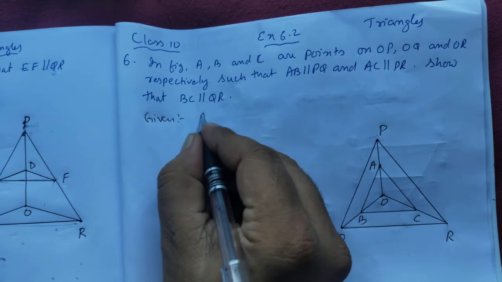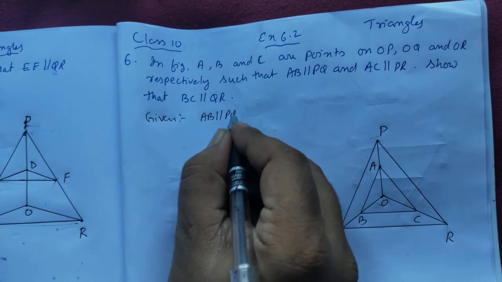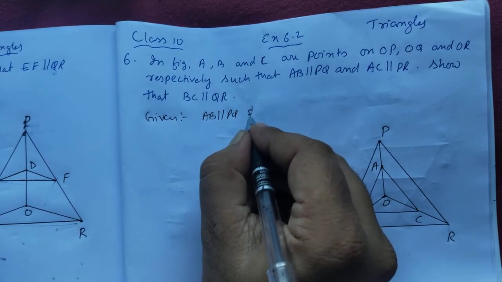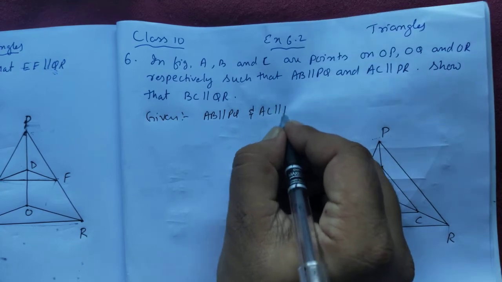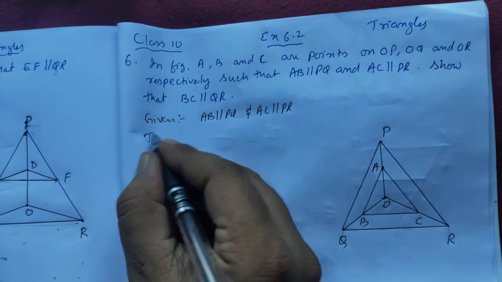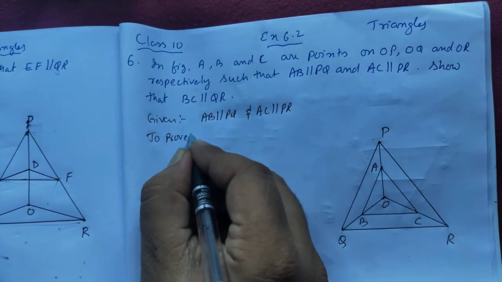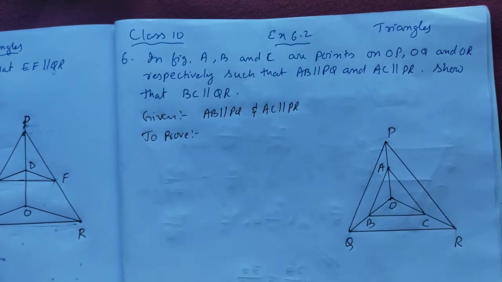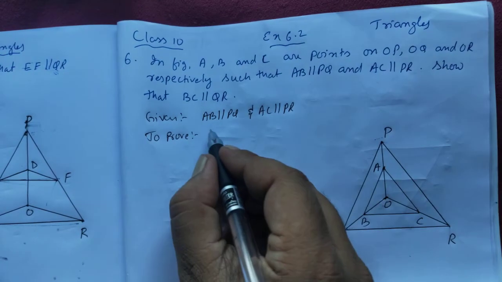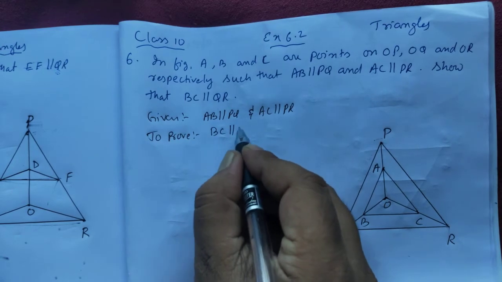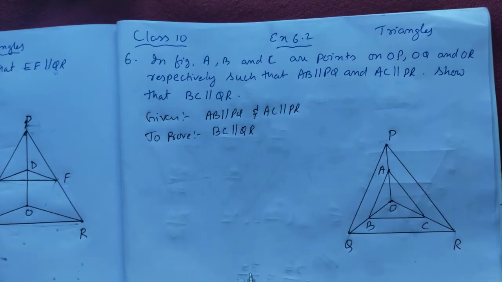AB parallel to PQ and AC parallel to PR. What you are going to prove? You're going to prove BC parallel to QR.